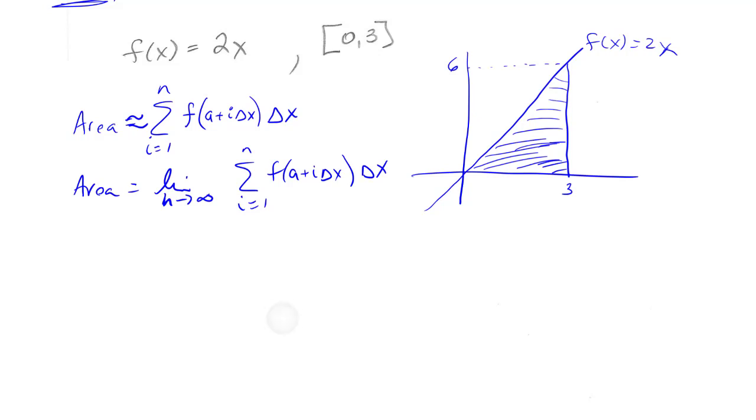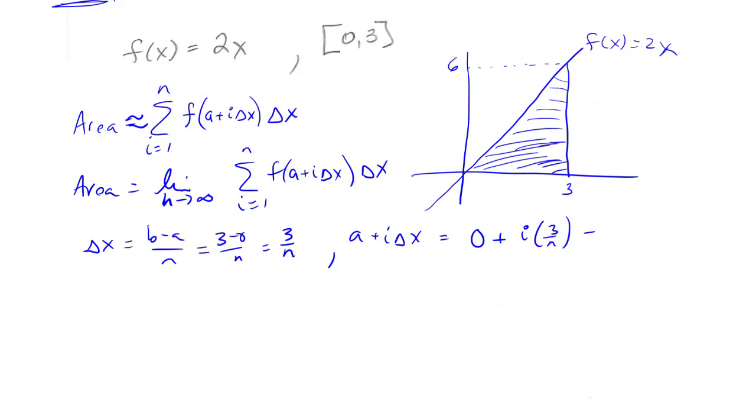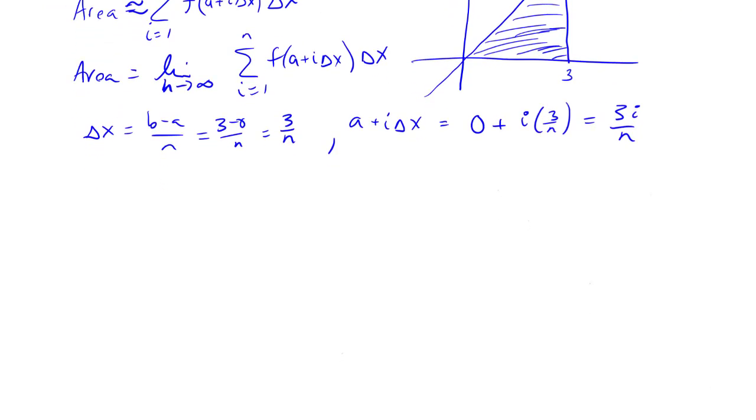So we're going to need some things like delta x, that's b minus a over n. In this case, that's 3 minus 0 over n, or 3 over n. And then a plus i delta x would be a is 0 plus i, and we just found delta x to be 3 over n, so it's 3i over n.